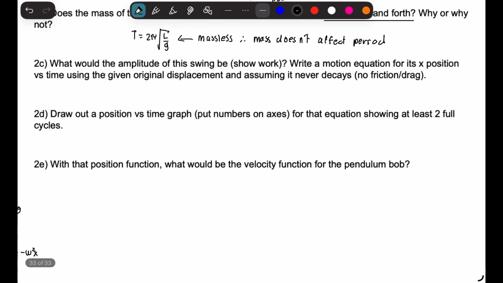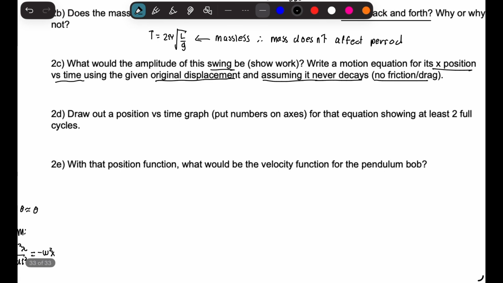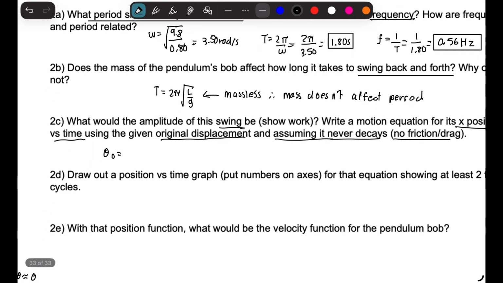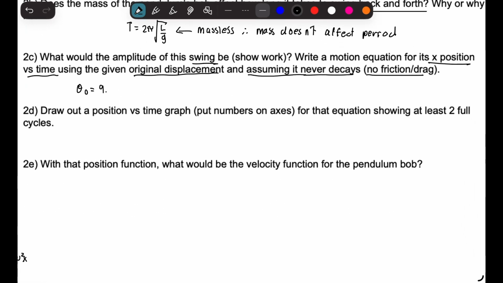Now, what would the amplitude of this swing be? Write a motion equation for its x position versus time graph using the original displacement and assuming it never decays. No friction, no drag. So you need to first convert your angle into radians. Our angle was 9 degrees, so you take 9 times pi over 180 degrees. That would be 0.157 radians.